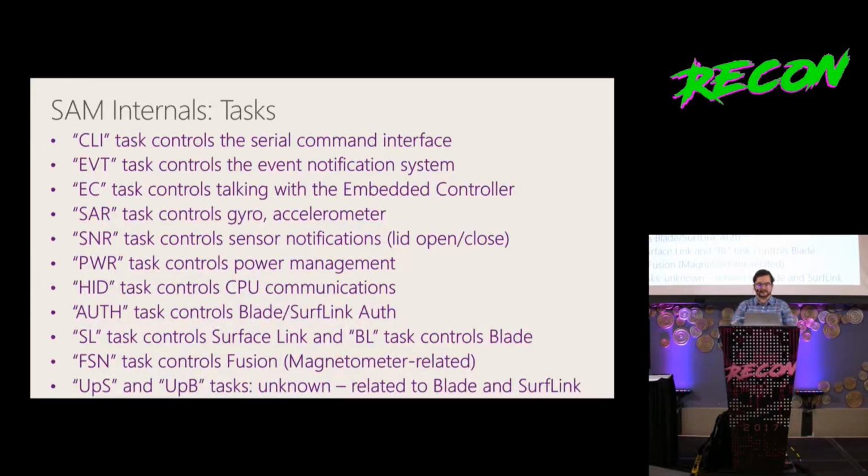There's an authentication task, a Surface Link task, a Blade task, something they call Fusion, which appears to be the code name of the magnetometer, and then the UPS and UBP tasks, which again, I'm not sure what they do. I know they're related to Blade and Surface Link. So it's a whole bunch of tasks or components that are running inside KOS and managing various parts of the Surface.